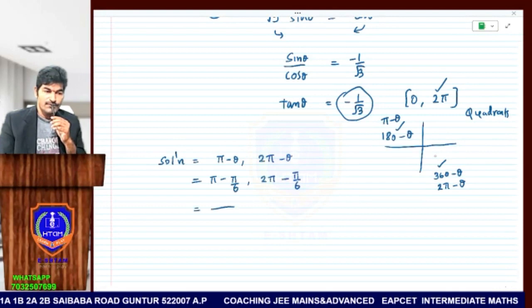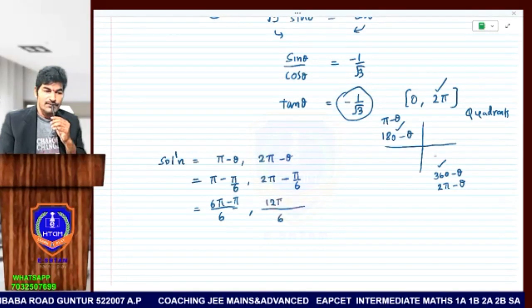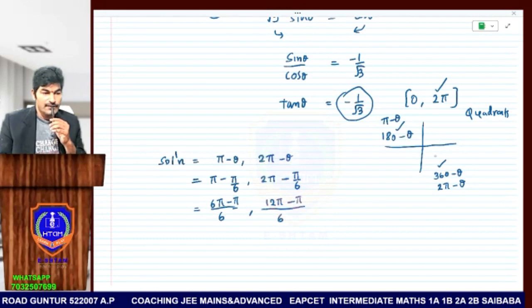So therefore, if you do a simple LCM, then it will be 6 pi minus pi. Comma, here also do the LCM. So it will be 12 pi, 6 twos are 12 pi minus pi. Okay. Understood? Then it will be 5 pi by 6.